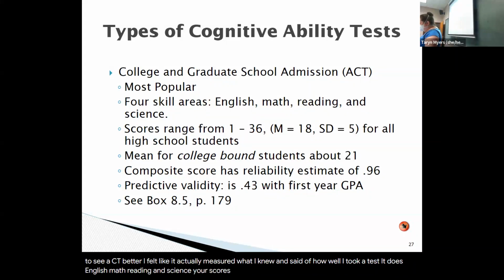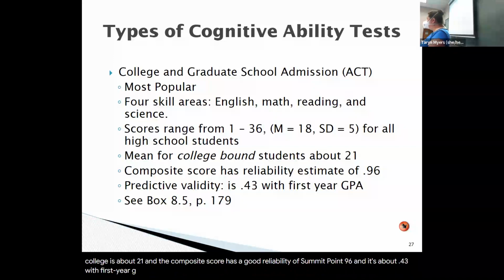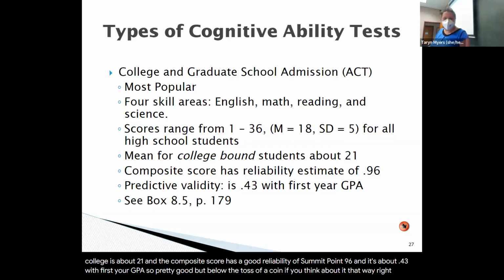Your scores range from 1 to 36. And the mean for students who go to college is about 21. And the composite score has a good reliability estimate, 0.96. And it's about 0.43 with first year GPA, so pretty good, but below the toss of a coin, if you think about it that way, right?